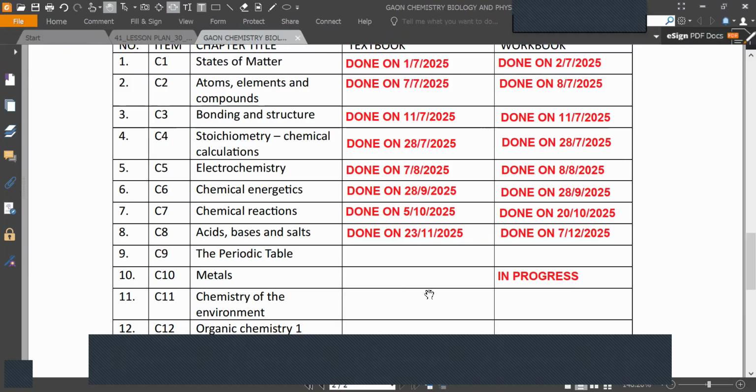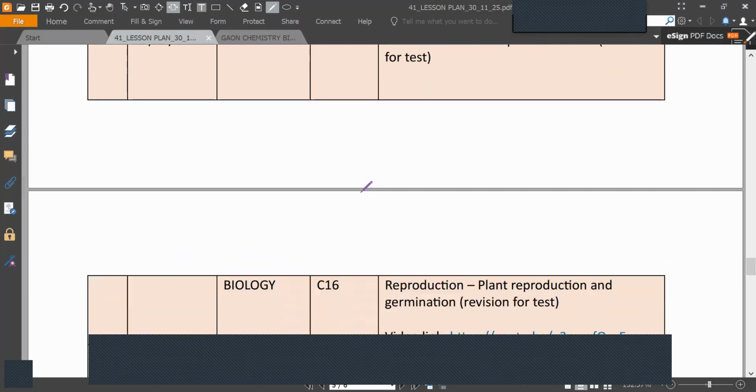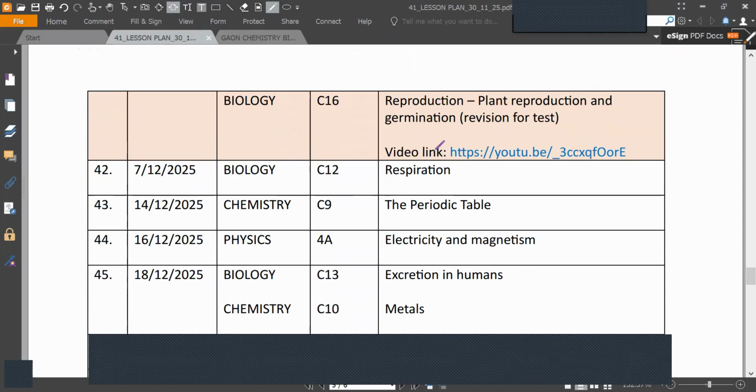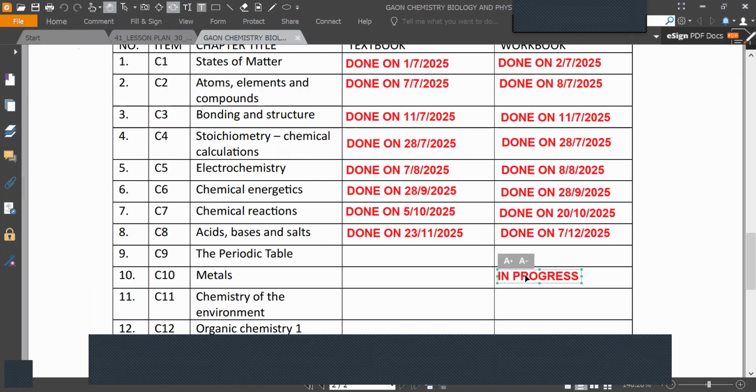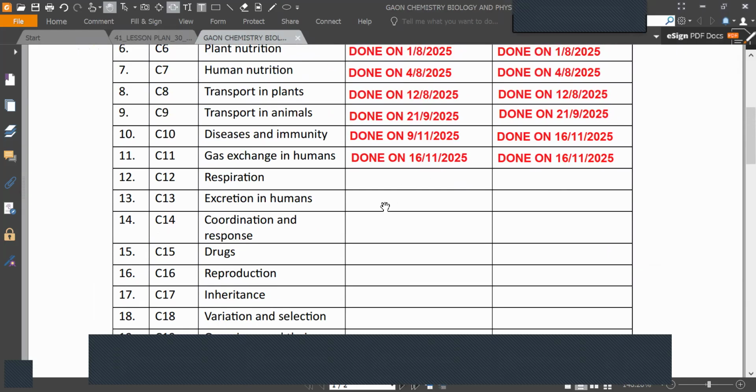Okay, so now what is our next topic? Let's take a look. Acids, bases, and salts. Next topic is respiration. We will move on to respiration as our next topic. Respiration is biology. So we are halfway through around there.